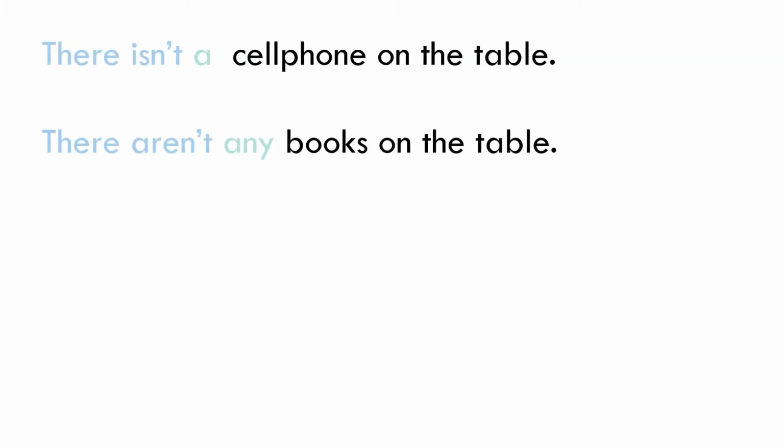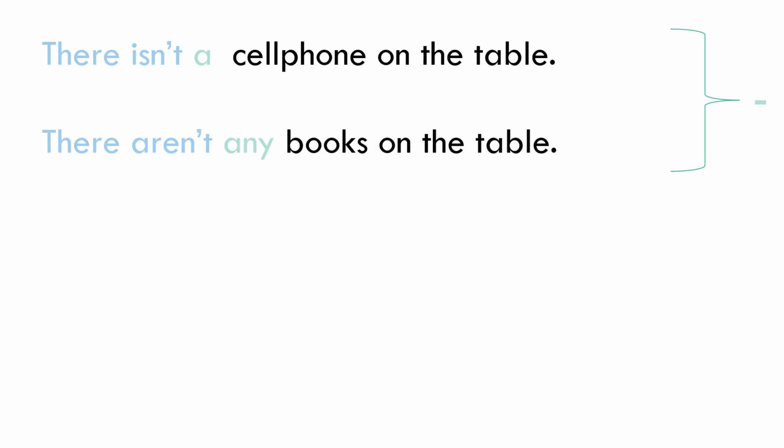Then we have these other two examples. There isn't a cell phone on the table. I don't know if you remember, but in the picture, there was only a laptop, a cup of coffee, a vase with flowers on the table, right? So there isn't a cell phone on the table. There aren't any books on the table. The books, if you notice, were on the shelf.